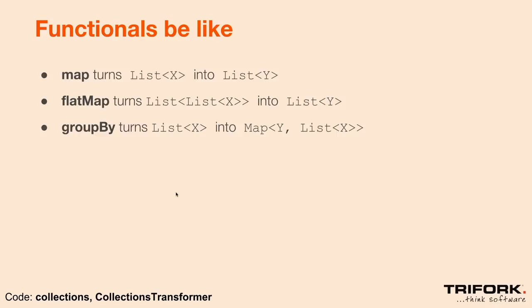Map turns a list of something into a list of something else. Flat map turns a list of lists, which more often than you would expect actually happens in code, into a list of something else, which is really nice. And then group by does the group by as you would expect it from SQL or whatever you have, which turns a list of X into a map of something else pointing to a list of things that have the same Y, so to say.